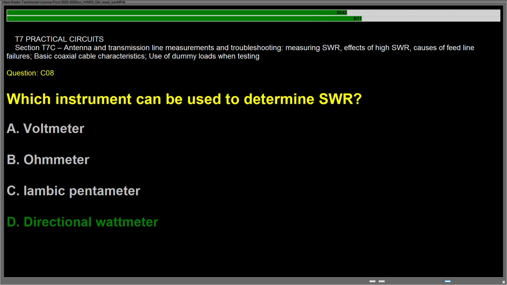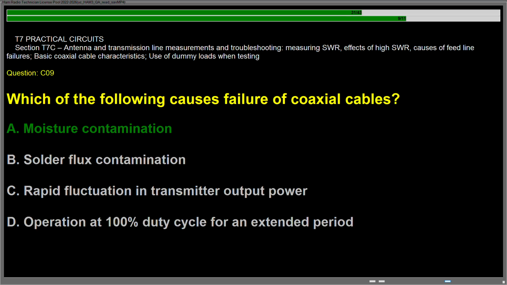Question Charlie 08, which instrument can be used to determine SWR? Answer is D, directional wattmeter. Question Charlie 09, which of the following causes failure of coaxial cables? Answer is A, moisture contamination.